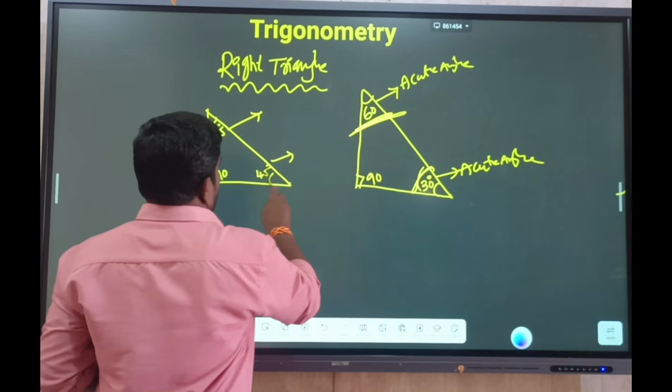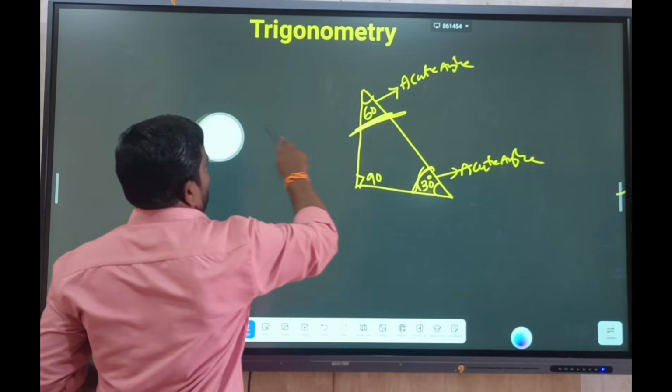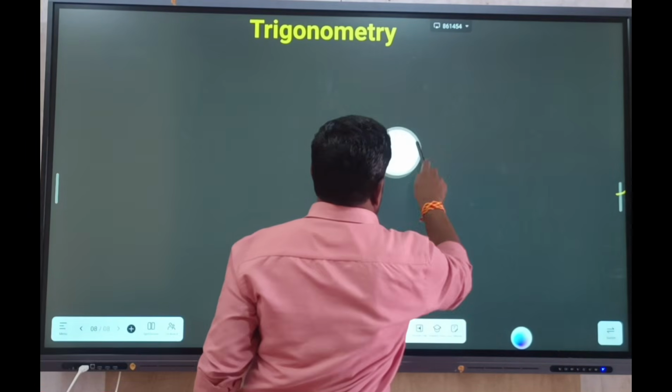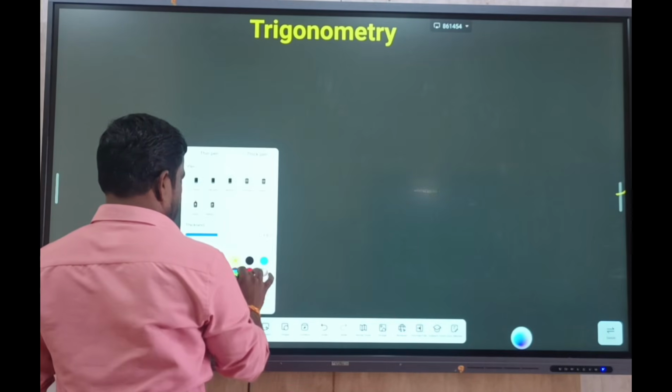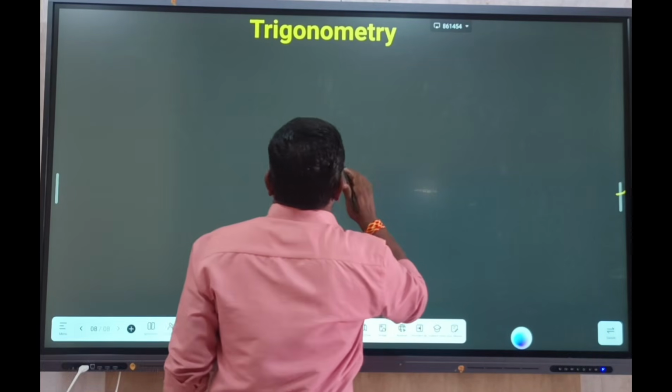In exams, in all competitive exams, they ask this type of question more than once. So listen, now remaining in the right triangle.